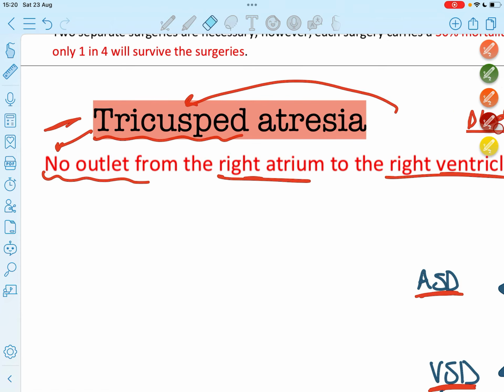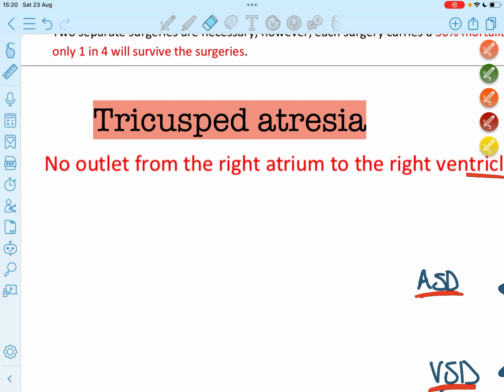Welcome back. Today we're going to explain tricuspid atresia in a very simple way. So keep it up with me.